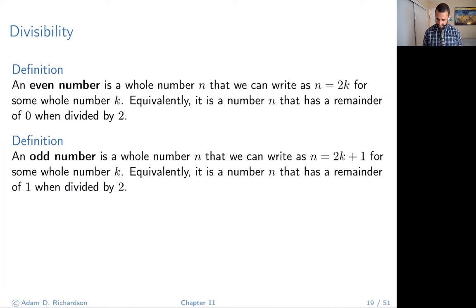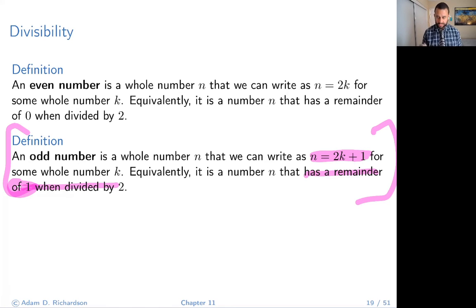All right. Now, in contrast, an odd number is similar, but in this case, it can be written in this form, n equals 2k plus 1. You could also say minus 1, but we'll say plus 1 just because it's a little bit easier in this context. Equivalently, an odd number is a number that has a remainder of 1 when you divide it by 2. So if you divide it by 2, 2 doesn't fit in there equally. It's always got a remainder of 1 at the end. That's what it means to be odd.